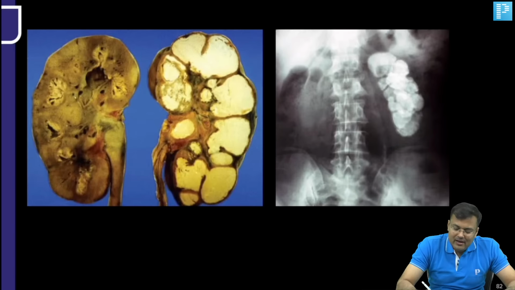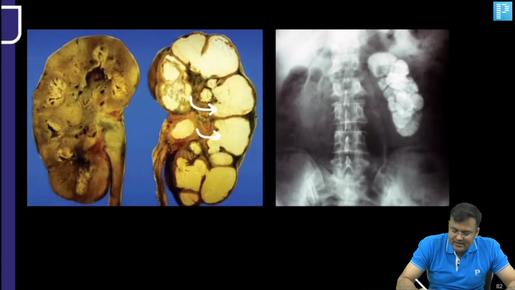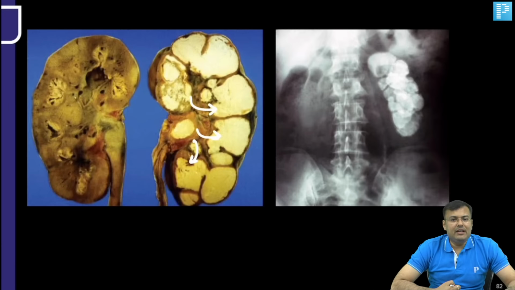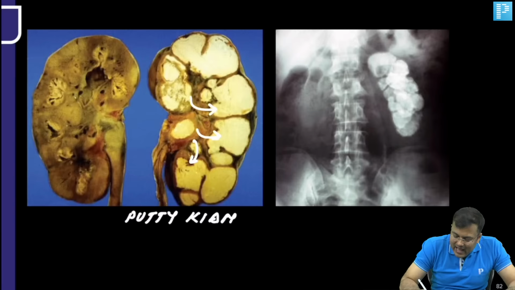Can you tell me? There is a kidney which is filled with cheesy material. Can you see this cheesy material? What is the name of this condition? Kidney is filled with cheesy material. Putty kidney. You have seen the ad on TV.